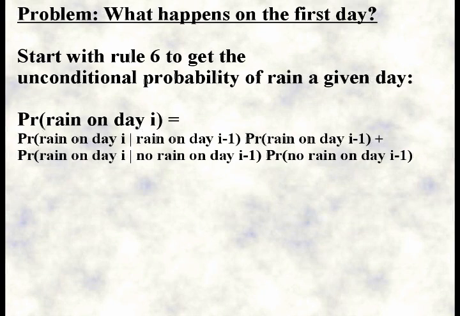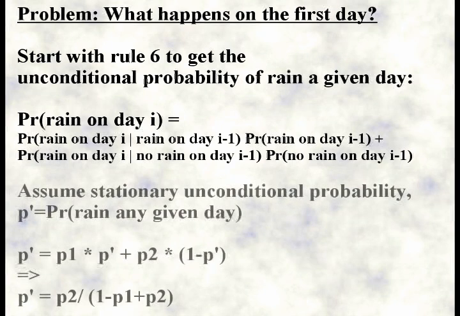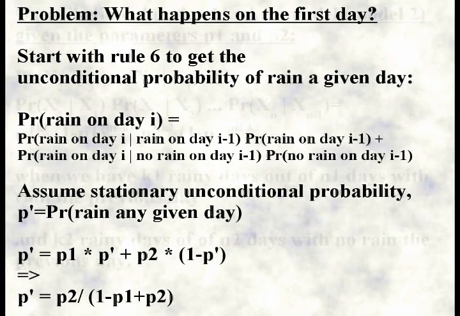The probability of rain on day i is the probability of rain on day i given rain on day i minus 1, times the unconditional probability of rain on day i minus 1, plus the probability of rain on day i given no rain on day i minus 1, times the probability of no rain on day i minus 1. Using stationarity and labeling the unconditional probability of rain p marked, we find that p marked is p2 divided by 1 minus p1 plus p2.